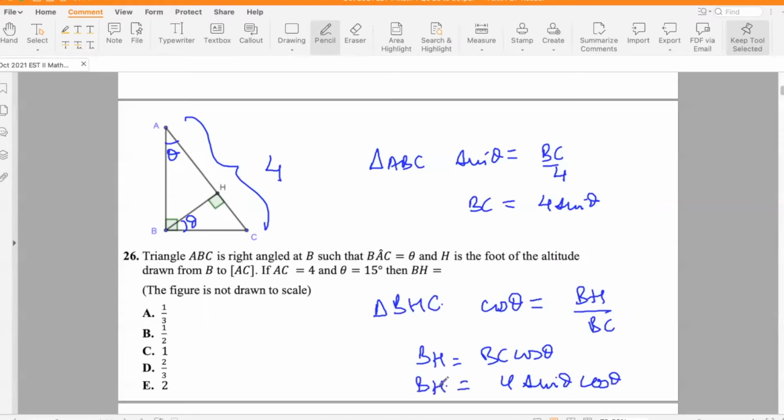Now we know theta is 15. So let's plug sine 15 into cos 15 into the calculator. So that comes to 1 by 4. So then BH becomes 4 times 1 by 4, which is 1. Option C.